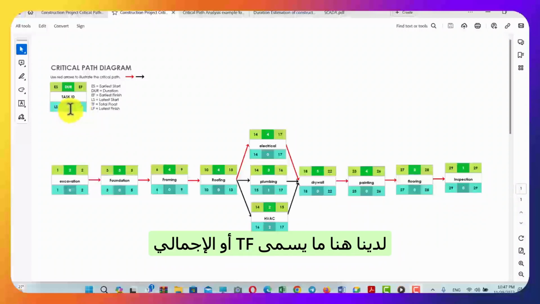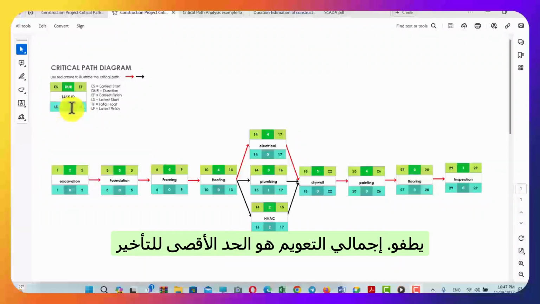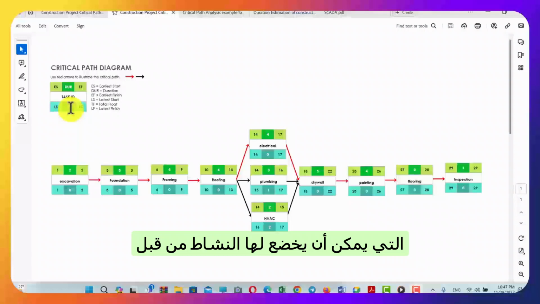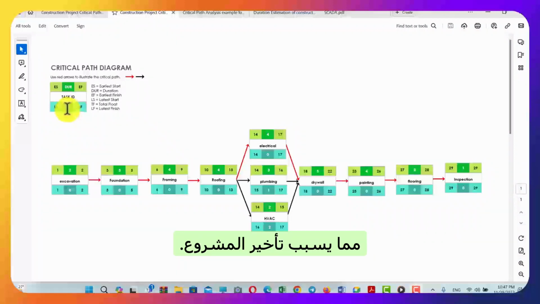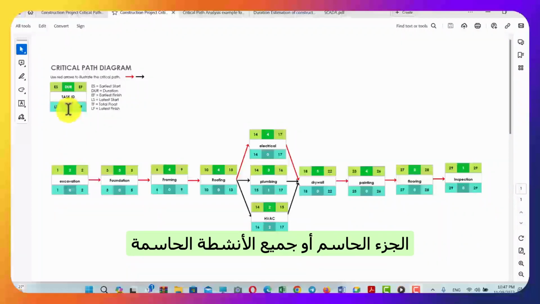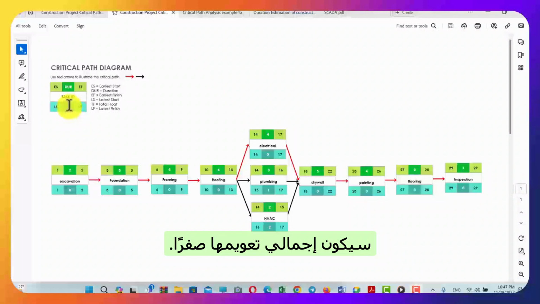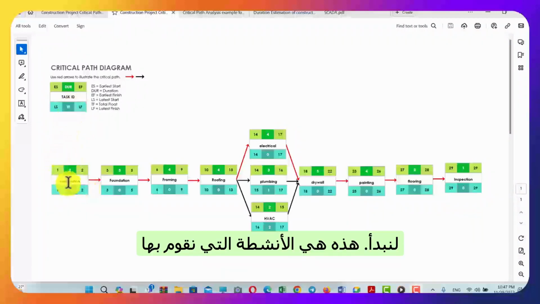We have here what's called TF, or total float. Total float is the maximum delay that the activity can undergo before causing a delay to the project. And as we'll see, all activities on the critical path, all critical activities, will have a total float of 0. They will have no float. Okay, we will see this. Let's just start.